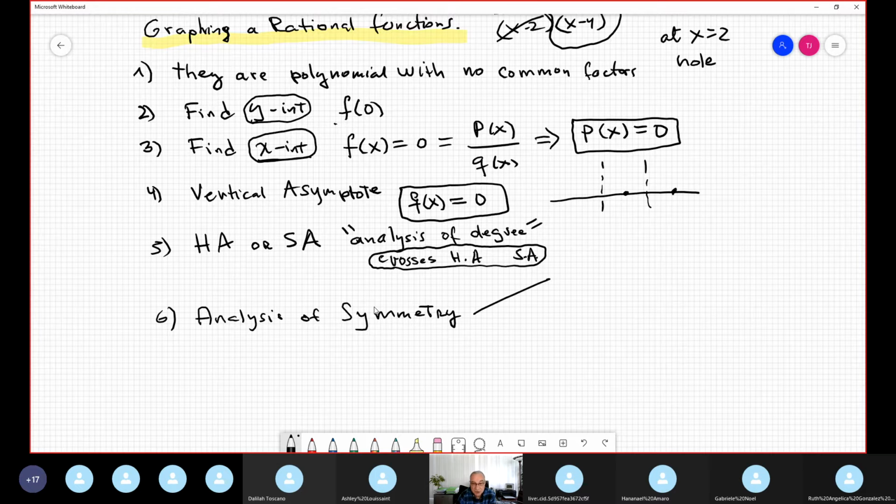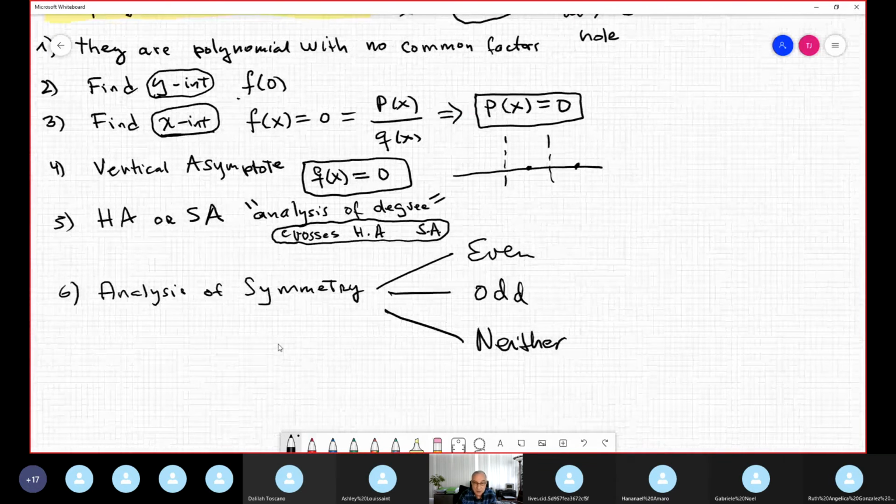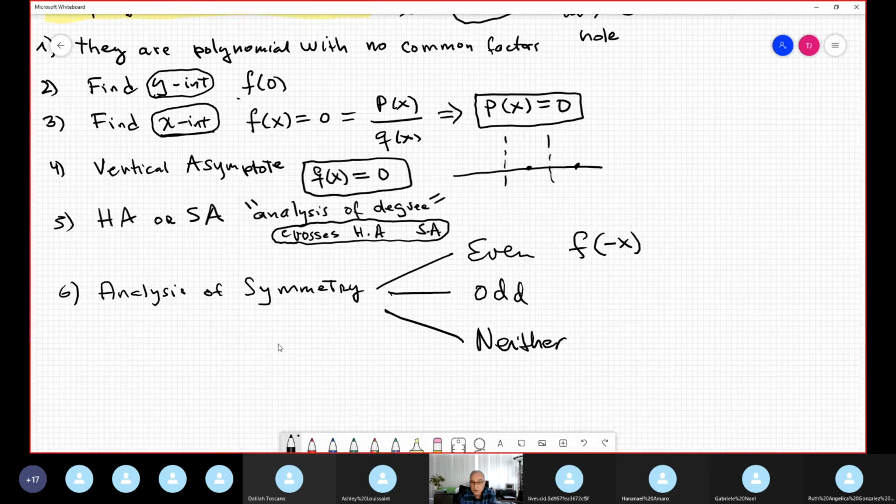This is important. Determine if the function is even, if the function is odd, or if the function is neither. How do you find that algebraically? Well, you are doing reflection. When you perform the reflection, the function stays the same. It's because it's even, and then we have symmetry with respect to the y-axis.